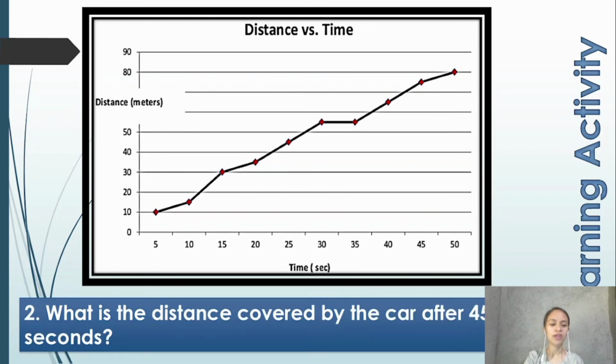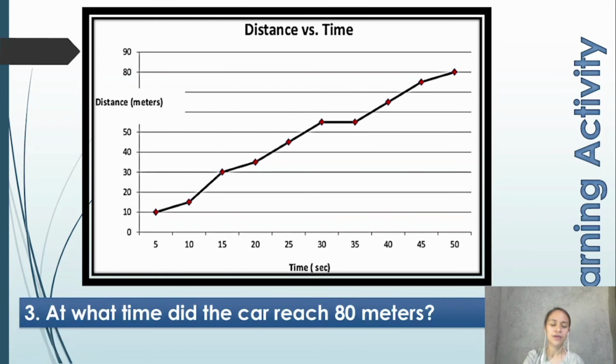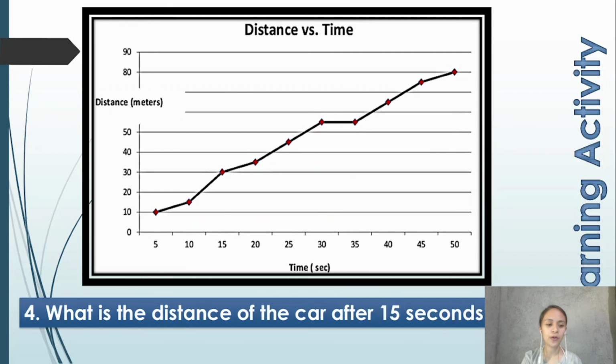Number 2. What is the distance covered by the car after 45 seconds? Number 3. At what time did the car reach 80 meters? Number 4. What is the distance of the car after 15 seconds?